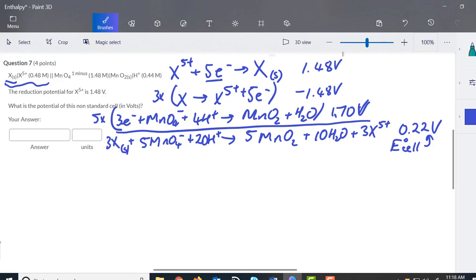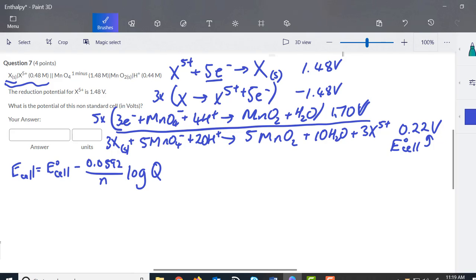We're going to need to use the Nernst equation, and the Nernst equation is E cell is equal to E0 cell minus 0.0592 over N times log of Q. Now the N value is going to be the number of electrons transferred in the balanced equation, and that's going to be, in this case, 15. That's 3 times 5, because when you multiply 5 by 3 you'll get 15. So our N value is going to be 15 as well.